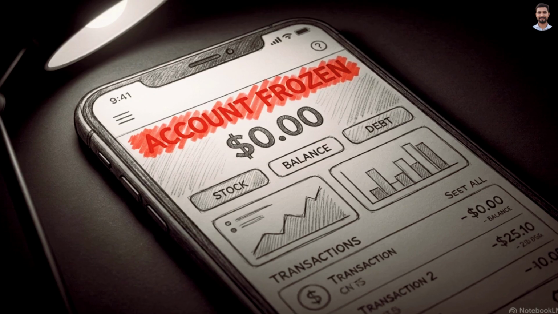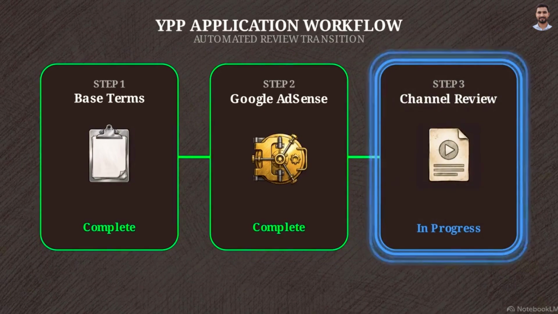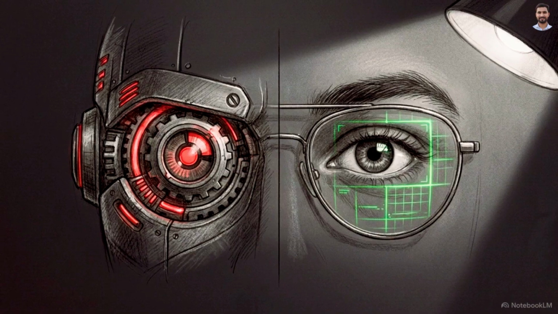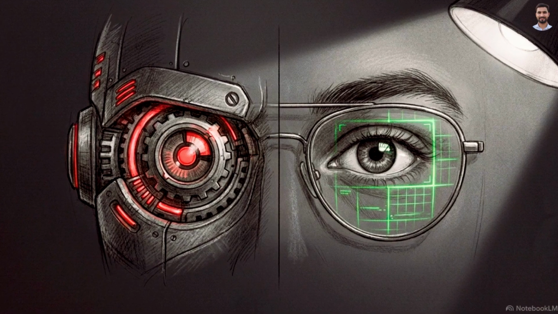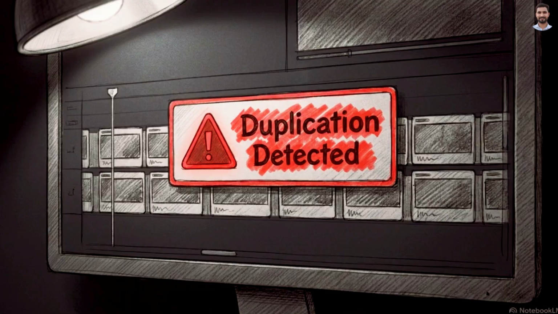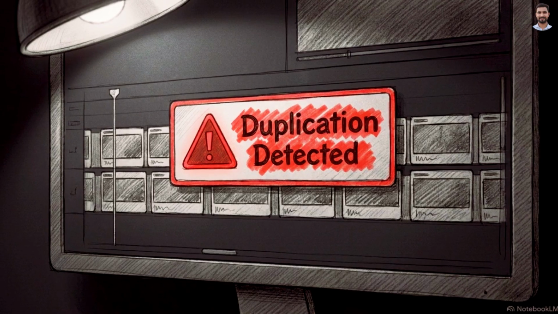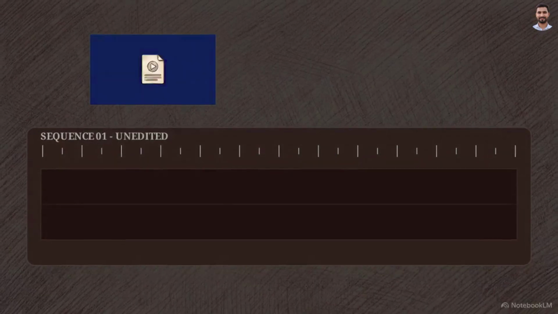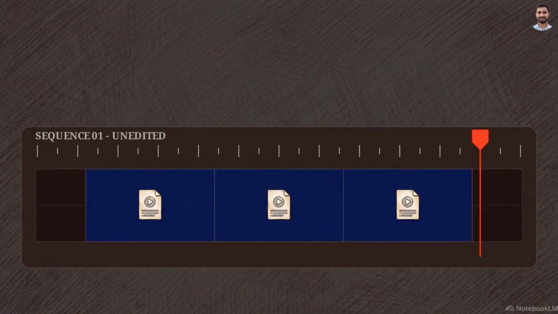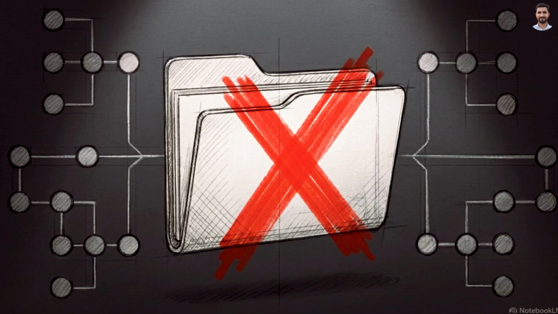Control shifts to a combination of automated bots and human reviewers, who begin scanning your entire video library. The first issue they check for is reused content. If you upload clips from movies, podcasts, or other creators without adding original commentary or editing, the system will reject the application. This animation shows how the 2026 system processes faceless channels.